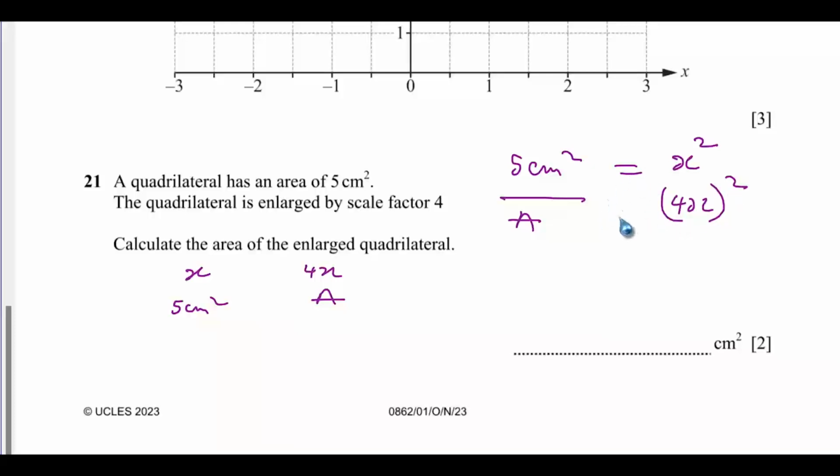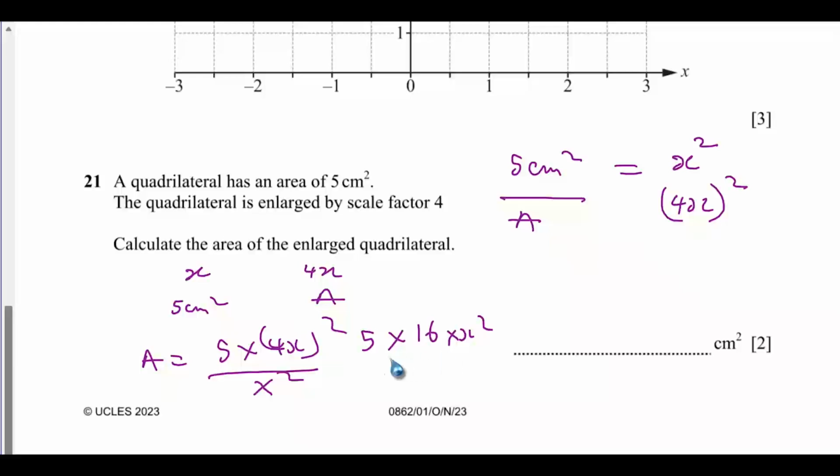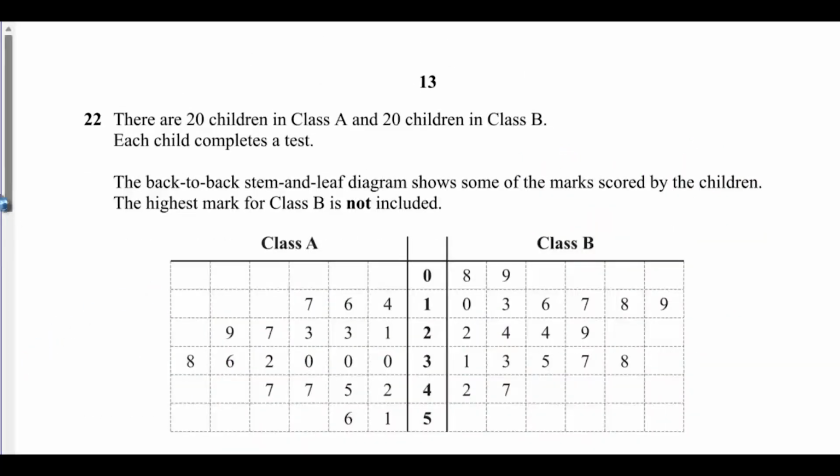Okay, so if you cross multiply now, we see that A will be equal to 5 times 4x all squared divided by x squared. So if you solve this, you're going to get 5 times 4 times 4, 16, times x squared over x squared. So x squared will cancel. That means the area will be 80 centimeters squared. So let's go to the next question. That will be question 22.